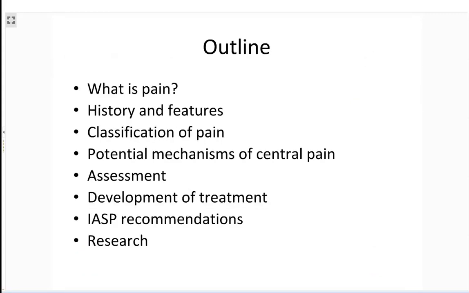So what I would like to look at today, first of all, is describing what pain is, because there's been a change in terminology in the last few years. Then starting to look at some features with regards to pain in stroke, some classification of pain, then discussing some potential mechanisms that have been suggested by the International Association with regards to central pain, looking at some assessment components, and then starting to get ideas with regards to development of treatment and how things are following the International Association recommendations.